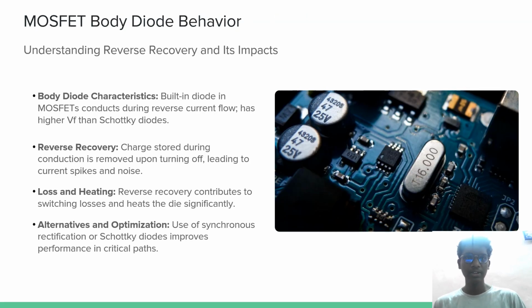MOSFET body diode behavior. Body diode characteristics: the built-in diode in a MOSFET conducts during reverse current flow and has a higher VF than a Schottky diode. Reverse recovery charge stored during conduction is removed upon turn-off, leading to current spikes, noise, losses and heating. Reverse recovery contributes to switching losses and heats the die significantly. Alternative optimization: use of synchronous rectification or Schottky diodes improves performance in the critical path.